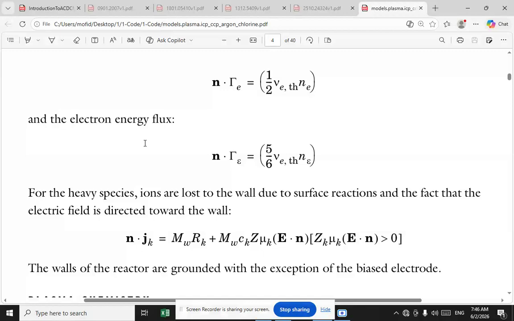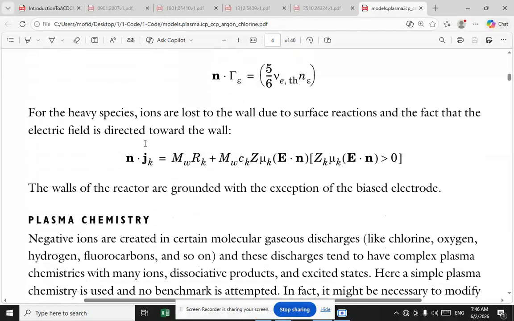For the heavy species, ions are lost to the wall due to surface reactions and the fact that the electric field is directed toward the wall. And J_k is equal to M_w R_k plus M_w c_k Z_k μ_k E·n, for E·n greater than 0. The walls of the reactor are grounded with the exception of the bias electrode.